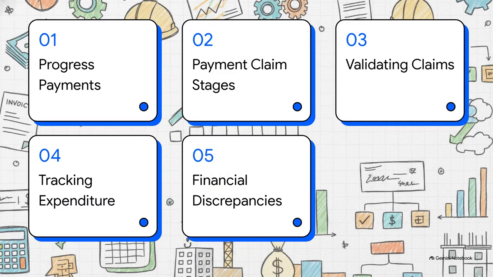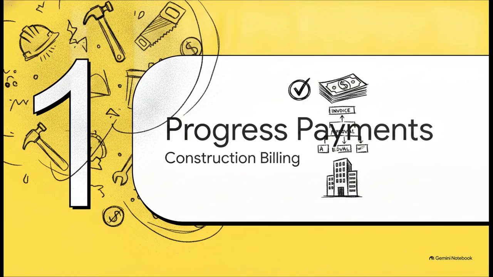Okay, let's take a quick look at today's game plan. Here's our agenda. Number 1, what are progress payments? Number 2, typical payment claim stages. Number 3, validating and approving claims. Number 4, tracking your project expenditure. And finally, number 5, investigating financial discrepancies. Let's jump right into section 1.